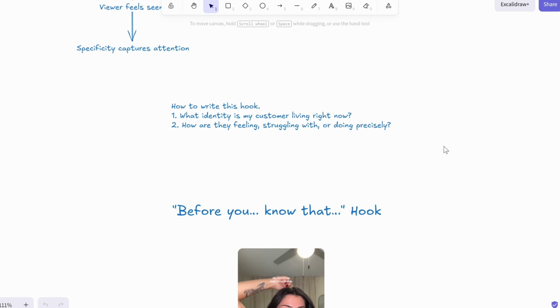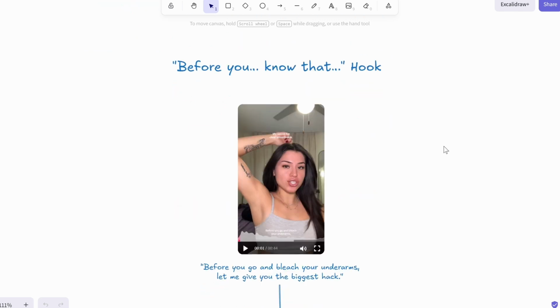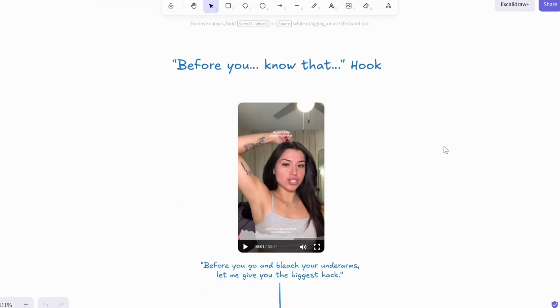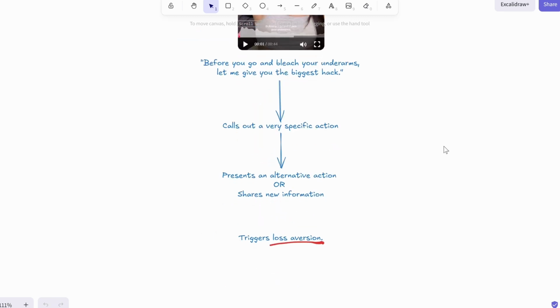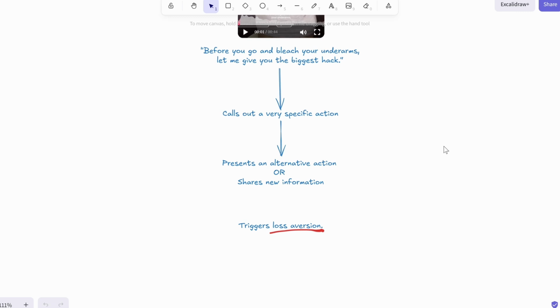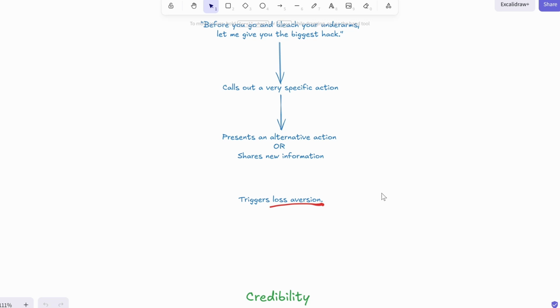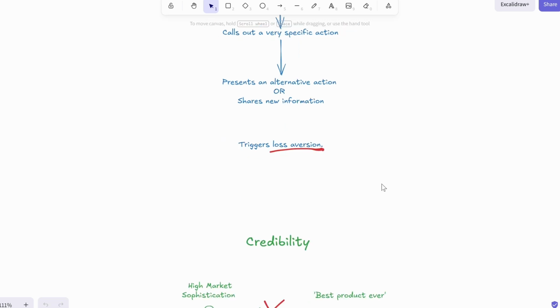Another one I want to highlight is the before you know that hook. For example, before you go and bleach your underarms, let me give you the biggest hack. This hook calls out a very specific user, specifically someone who is thinking about bleaching their underarms, then presents them with a better alternative or with new information that they should know before carrying out their intended action. This is extremely powerful because before you implies that they are about to make a mistake, which triggers loss aversion, and nobody wants to do something that they regret.